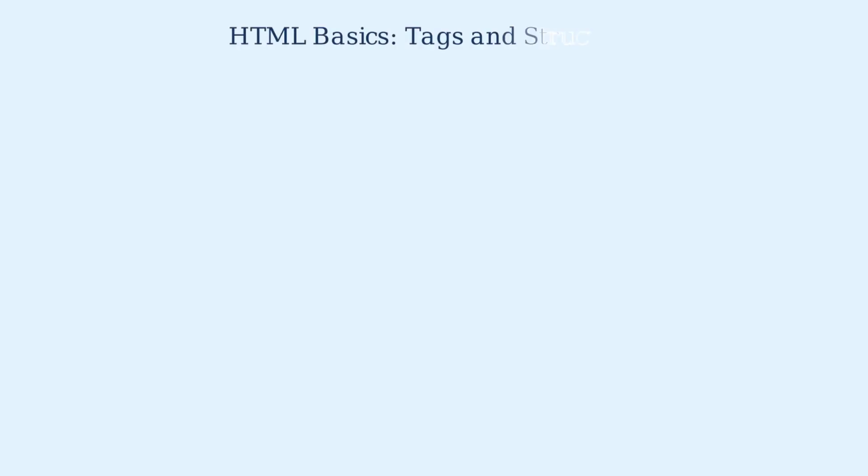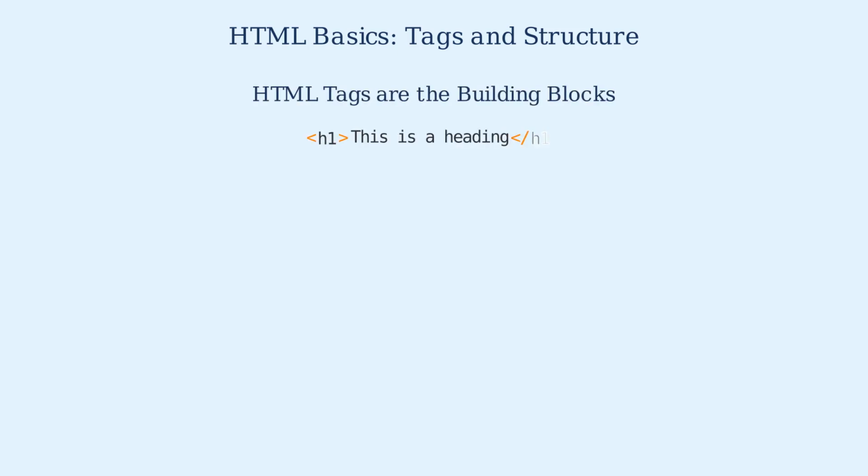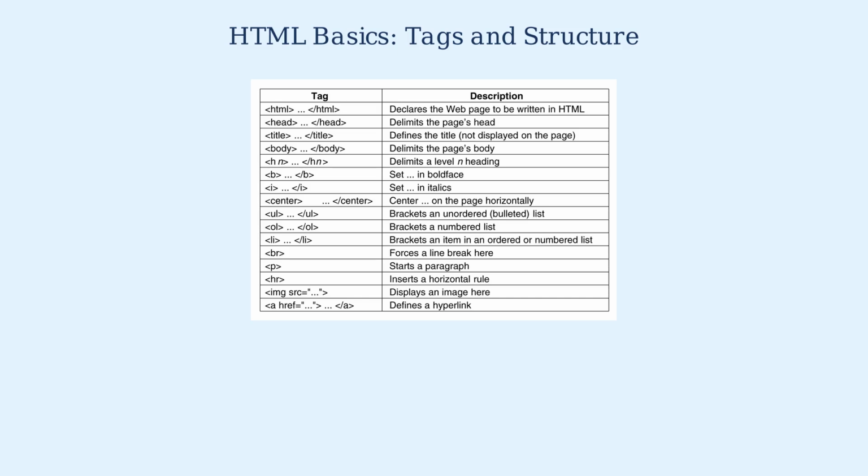HTML uses tags to define elements within a web page. For example, the H1 tag creates a large heading. Each tag has an opening and closing part. HTML includes various tags for different elements. The P tag creates paragraphs, while tags like H1 through H6 create headings of different sizes.